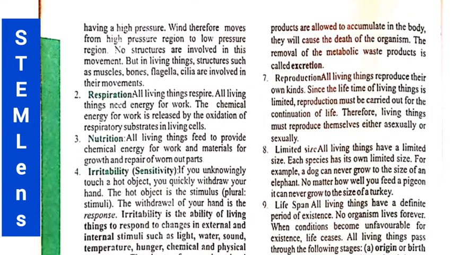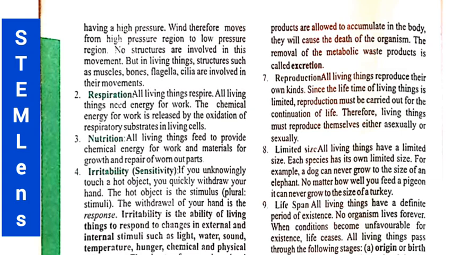Number two, that's the second characteristic of living things. We have respiration. All living things respire. All living things need energy for work. The chemical energy for work is released by the oxidation of respiratory substrates in living cells. Now, all living things respire in the presence or absence of oxygen. In the presence of oxygen, we call it aerobic respiration. In the absence of oxygen, we call it anaerobic respiration.